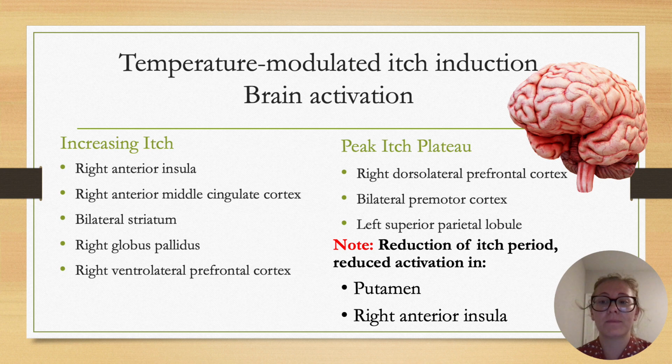reduction of itch period. And during the increased itch phase, the right anterior insula, the right anterior middle cingulate cortex, the bilateral striatum, the right globus pallidus, and the right ventrolateral prefrontal cortex were active. Then, in the peak itch plateau phase, there were three regions that were active: the right dorsolateral prefrontal cortex, the bilateral premotor cortex, and the left superior parietal lobule. Information was also provided for the reduction of the itch in the putamen and right anterior insula.